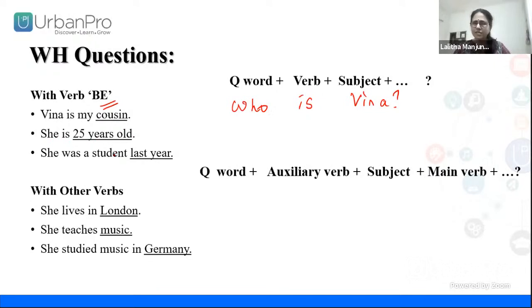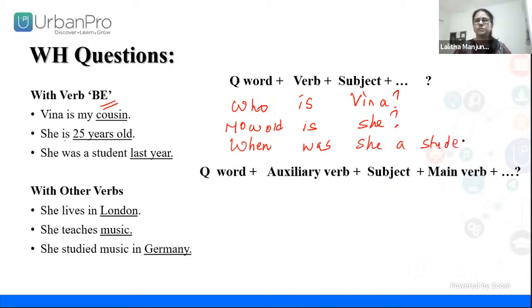She is 25 years old. This is the underlined part, this is the answer I want. So how old? What is the verb? Is she. She was a student last year. I want to ask a question for this. So when, what should be the next word that I put? Was, because that's the verb here. That's the only verb in these sentences. They have only the verb be. So when was she a student? This is how I make a WH question using the verb be.